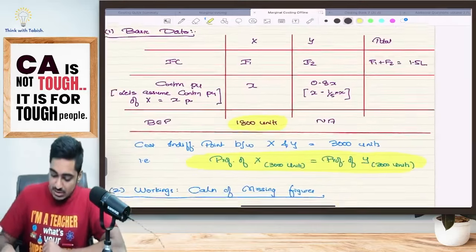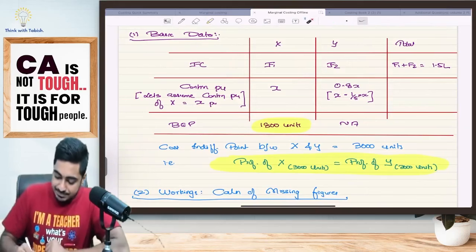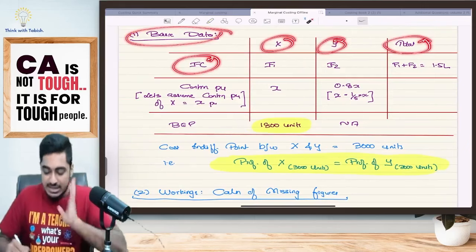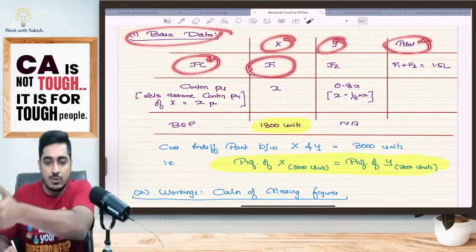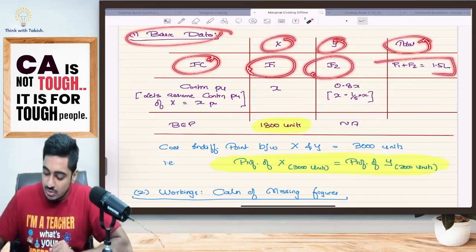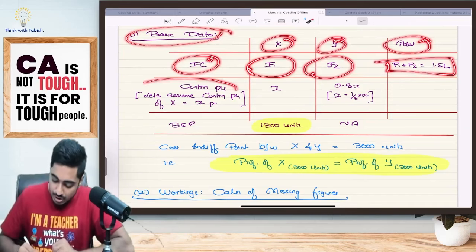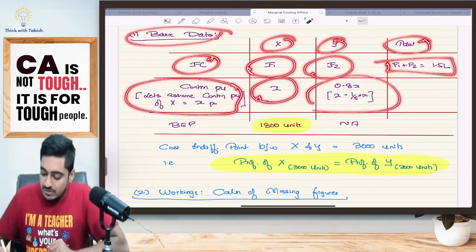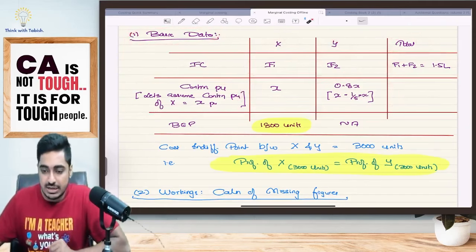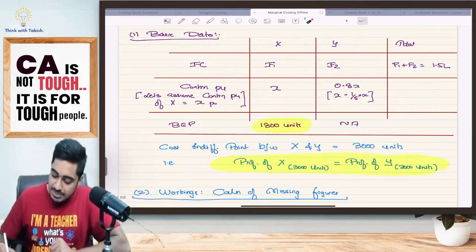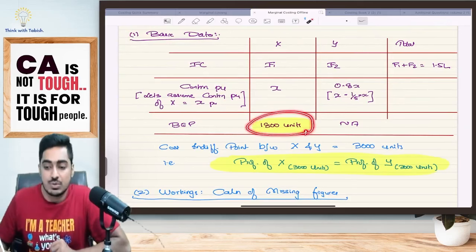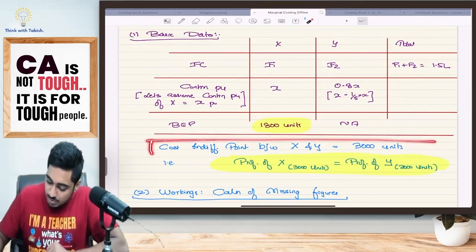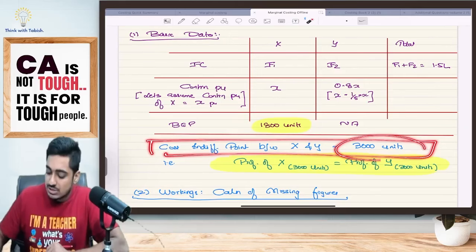Pay attention, students. Here, look at this. Basic data. X, Y, total. Fixed cost of X I have considered as F1, of Y I have taken as F2. I add the two, I will get 1,50,000. Contribution per unit for X I have assumed as X. For Y it is going to be 1/5 less, that means 0.8X. Yes or no, everyone? Yes, sir. Break even point of X is going to be, sorry, 1,800 units. Cost indifference point between X and Y is 3,000 units.